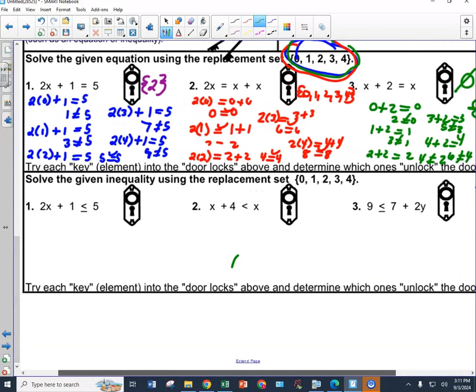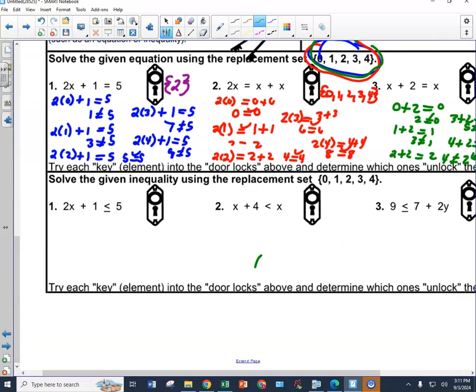All right, let's look at inequalities. Same concept. This is your replacement set up here. You've got to try them all out, see which ones work. Now, inequalities are a little different. You can have more than one answer.